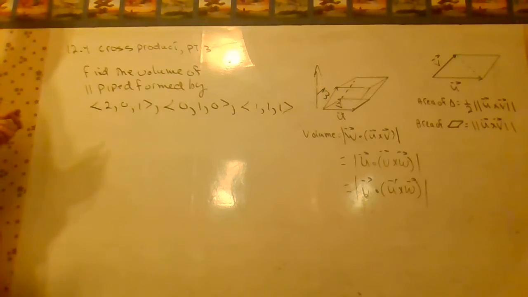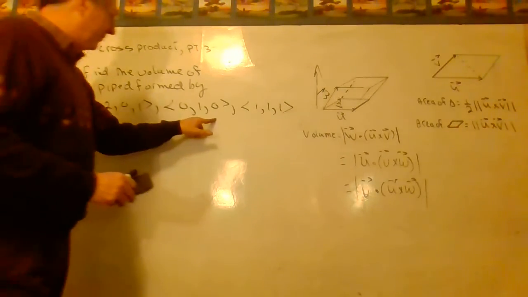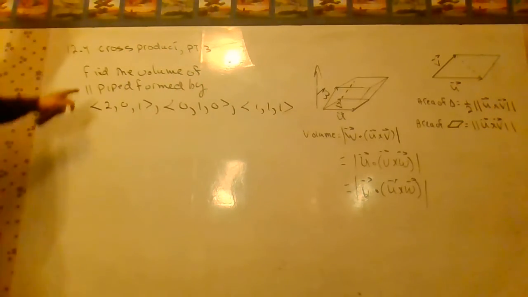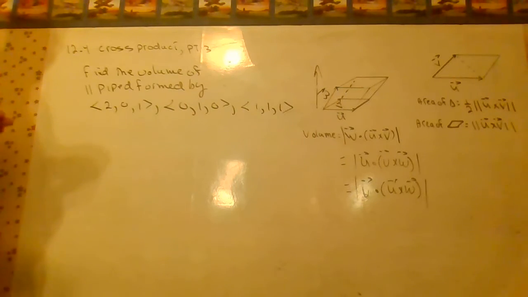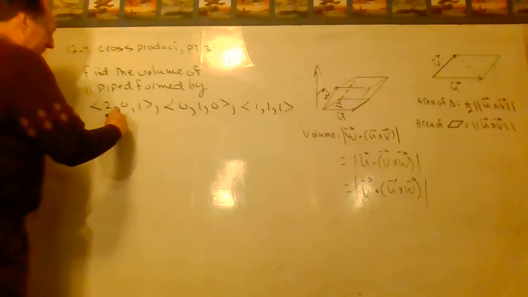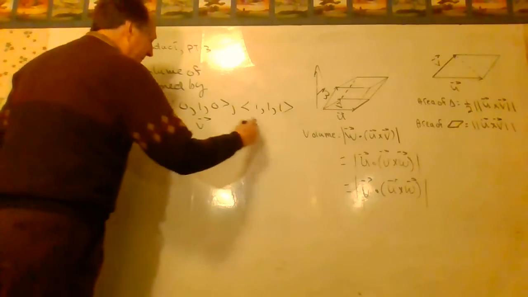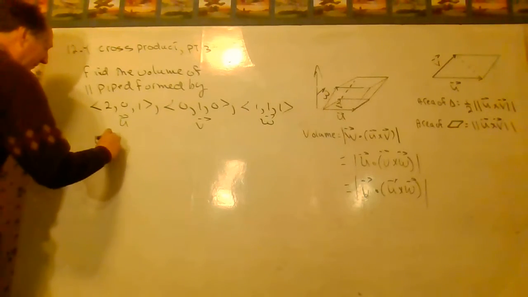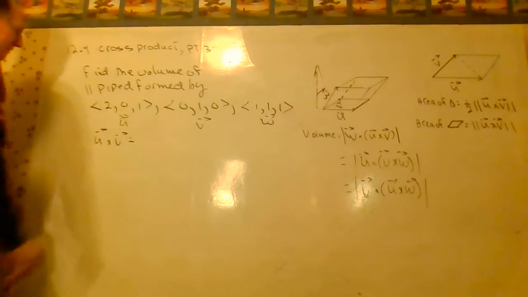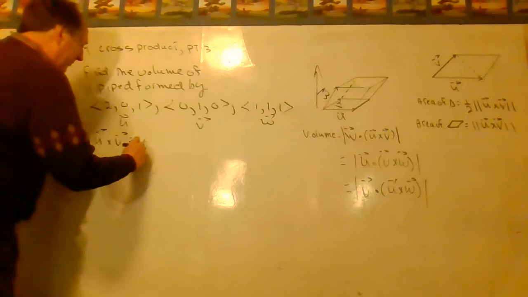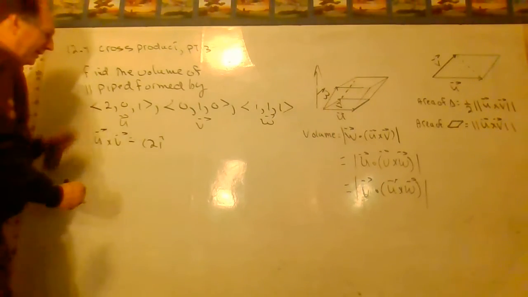Here's an example. We have vectors 2, 0, 1; 0, 1, 0; and 1, 1, 1. We want to find this triple scalar product to find the volume of the parallelepiped. It's arbitrary what you let equal what. I'm going to let this be u, this be v, and this be w. And I'm first of all going to calculate u cross v. So I can transition to IJK form.